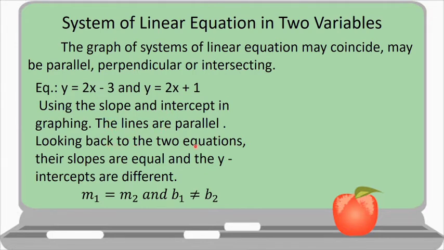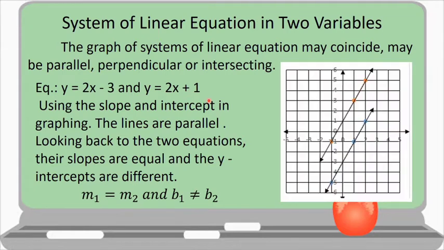Looking back to the two equations here, y equals 2x minus 3 and y equals 2x plus 1, their slopes are equal and the y-intercepts are different. So we may say that m sub 1 is equal to m sub 2 and b sub 1 is not equal to b sub 2. Our slope in the first equation is 2 and the y-intercept, or b sub 1, is negative 3. For the second equation, m sub 2 is 2 and b sub 2 is positive 1.